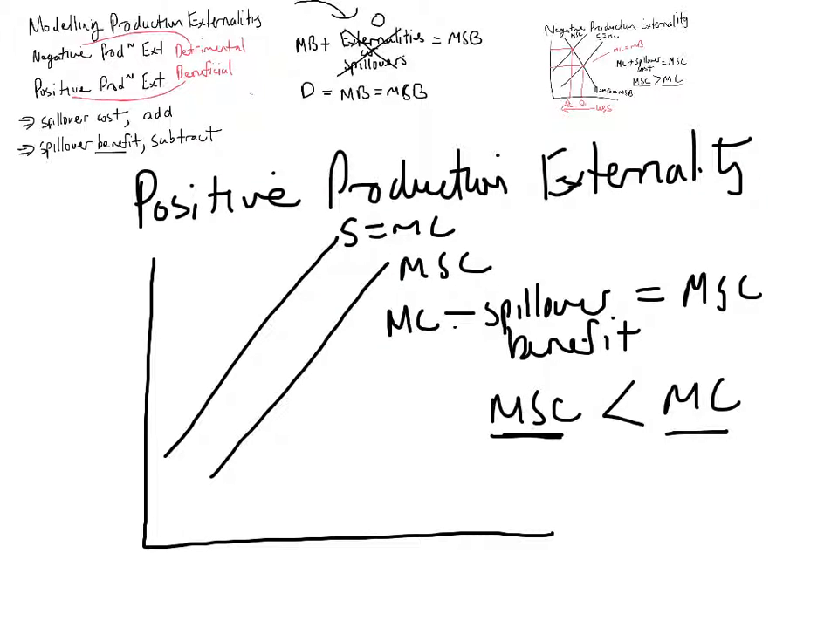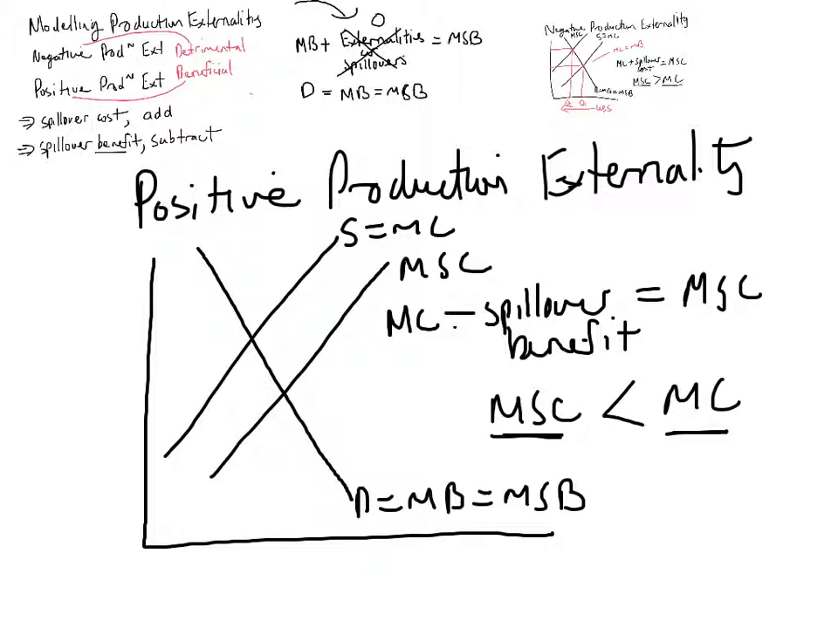Now I'm going to employ that simplifying assumption. I'm going to assume that there are no consumption externalities. So I'm just going to put in the demand curve. I only need one demand curve. That's demand equals marginal benefit equals marginal social benefit.